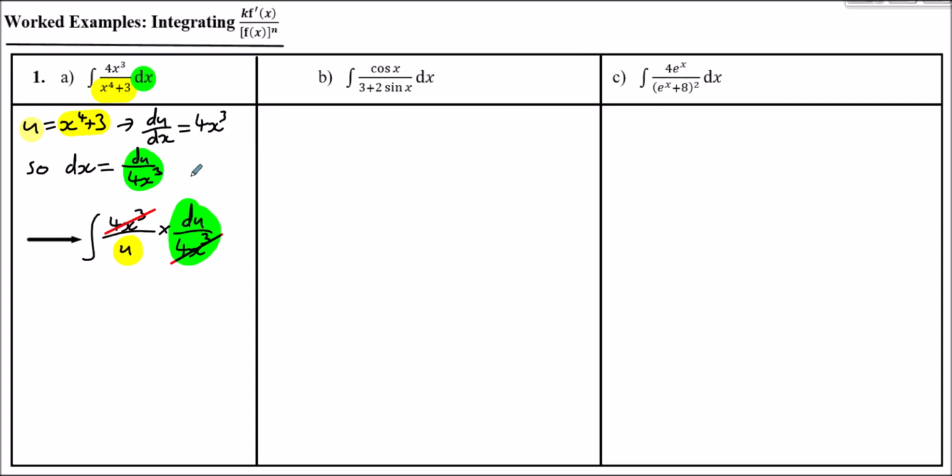So now we can simplify this, and I think this is quite satisfying, to be honest. That just becomes 1 over u du. That we should know is going to go to ln mod u plus c. Then put in the original variable, which of course was in terms of x. That gives us ln mod x to the power 4 plus 3 close mod, plus c.